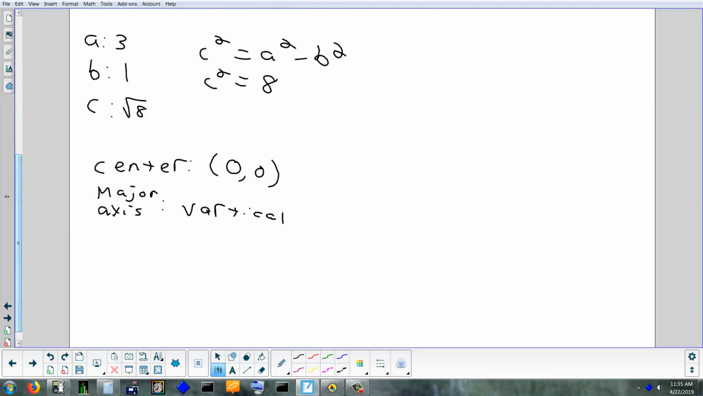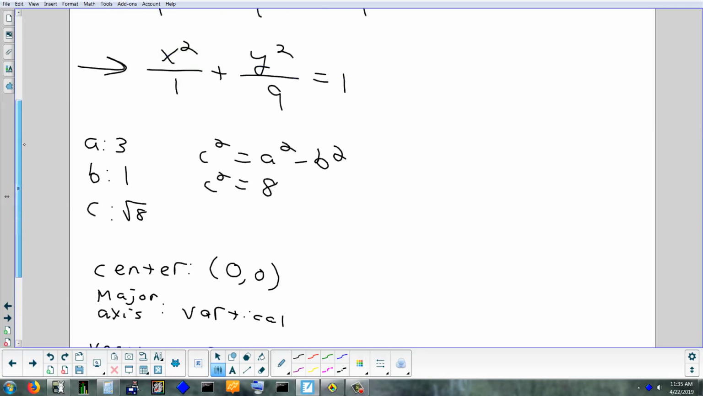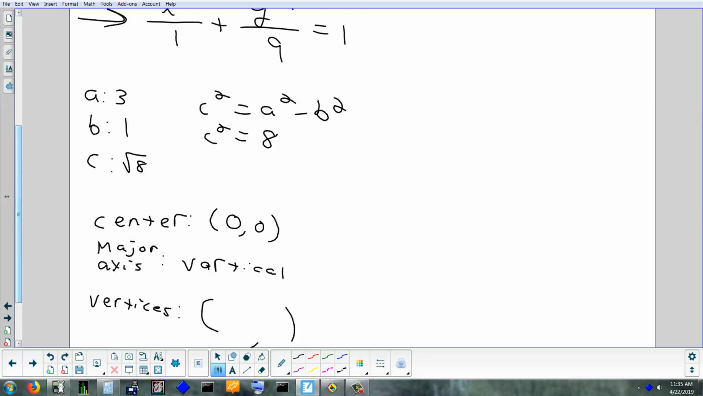Now what that tells me is A and C are going to be above and below. They're going to be vertical. They're not going to be left and right. So A is going to help me to describe the what? Vertices. Okay, so where are my vertices going to be? I know my center is at 0, 0, and I know A is 3.